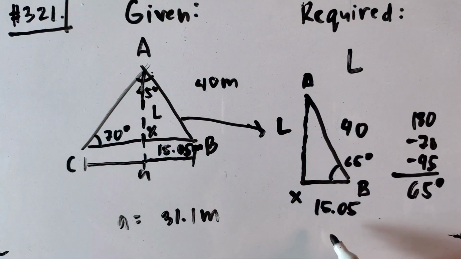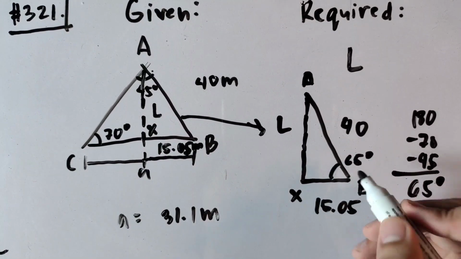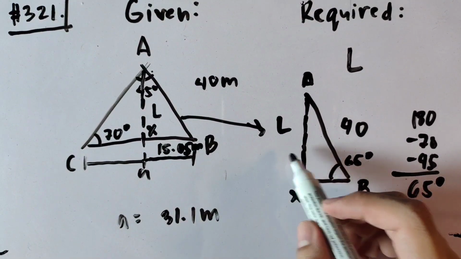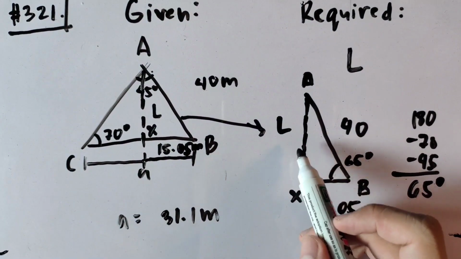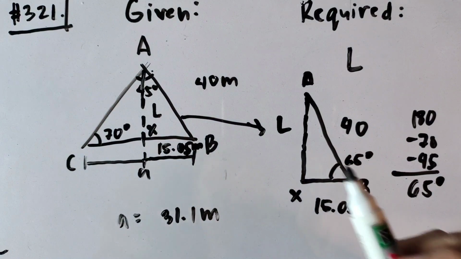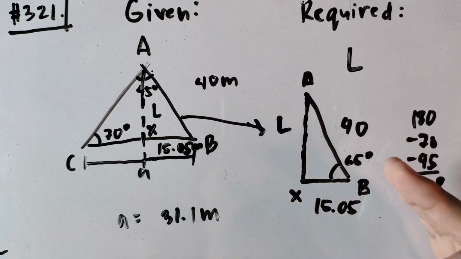So, meron tayong isang triangle. Ngayon, given tayo ng two sides, tsaka isang angle. Kaya lang yung given na angle natin, wala siyang ka-pair na side. Kasi yung opposite side niya, which is L, hindi given. Ito yung required natin. Ito yung hinahanap natin. Ibig sabihin, ang gagamitin natin dito ay yung cosine law. Hindi applicable ang sine law.